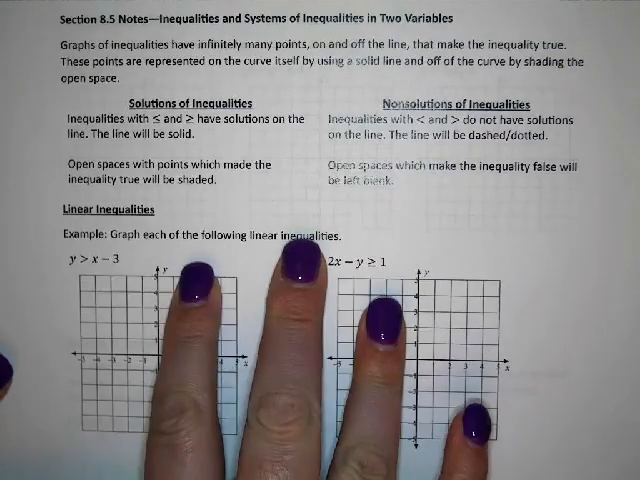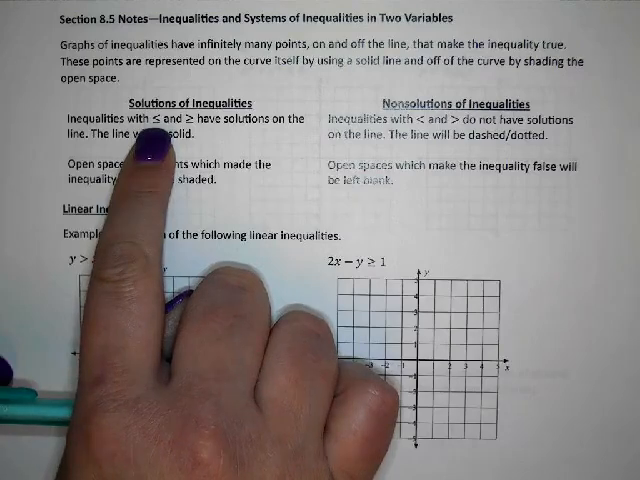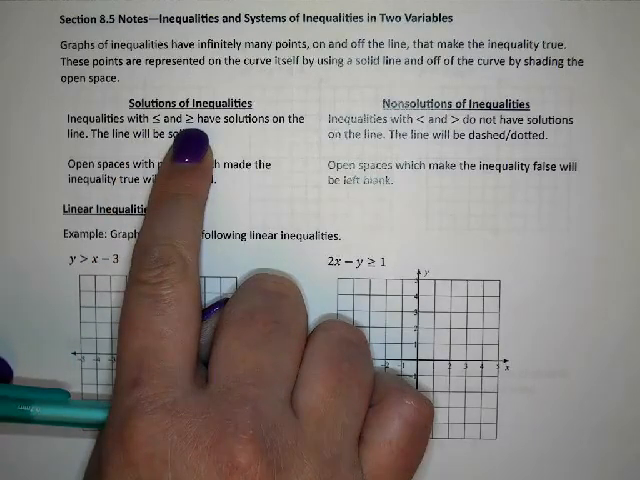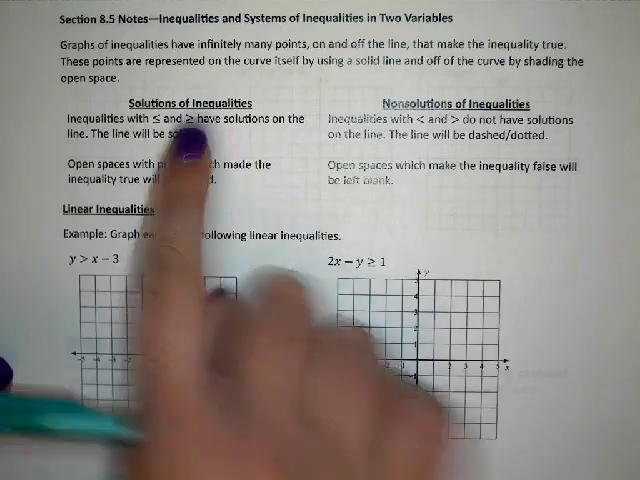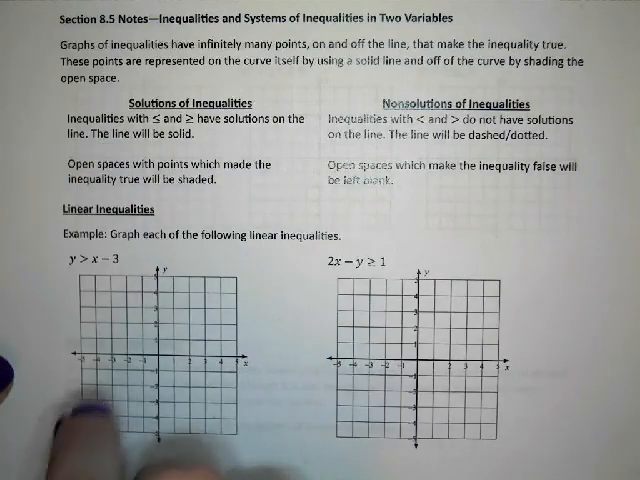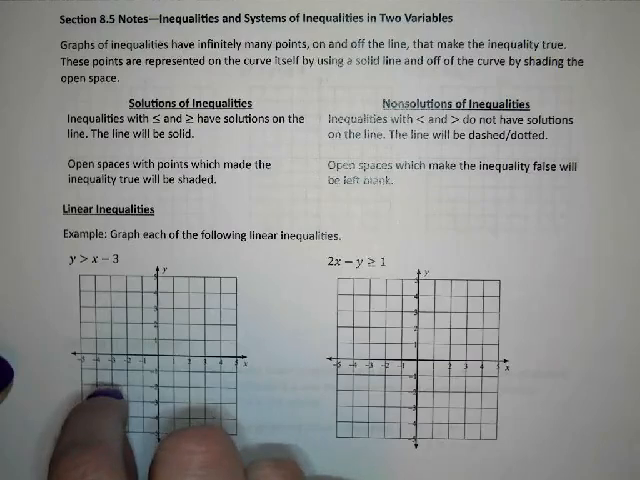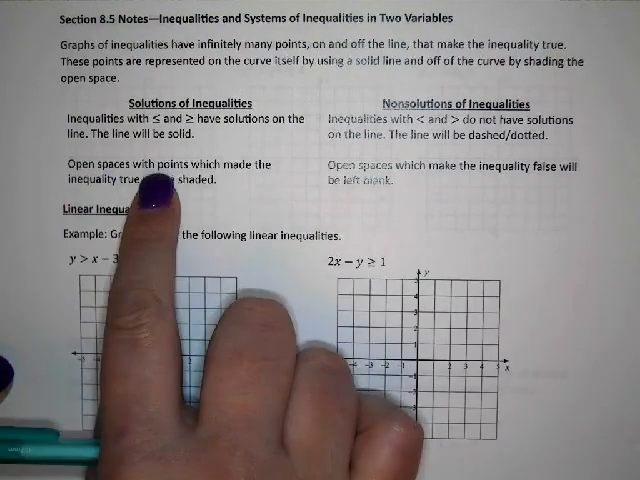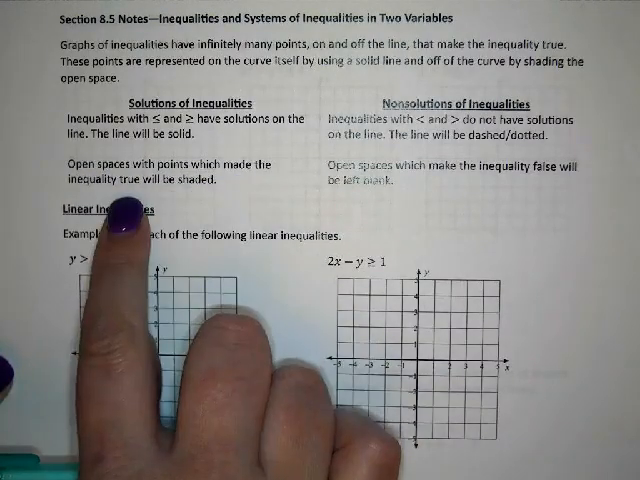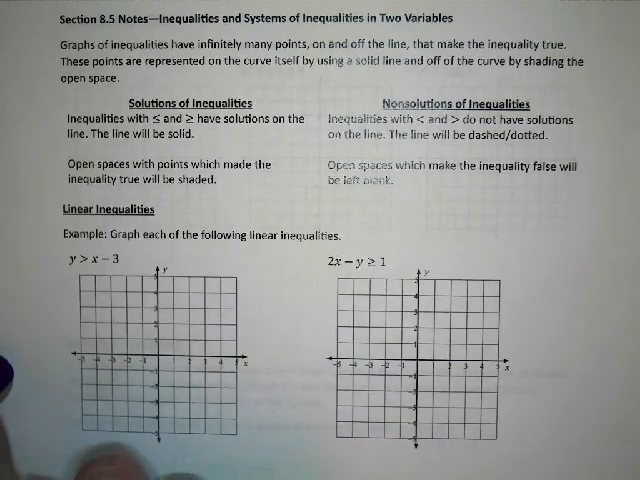So solutions of inequalities: if you have an inequality with a less than or equal to sign, a greater than or equal to sign, they have solutions that are on the line, and the line will be solid. That means that points that are on the line itself, if you plug them into the inequality, will make the inequality true. Open spaces with points which make the inequality true will also be shaded. So one side of the line or the curve or the other side.